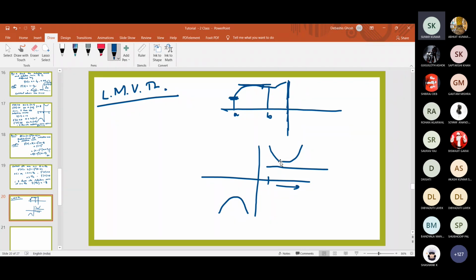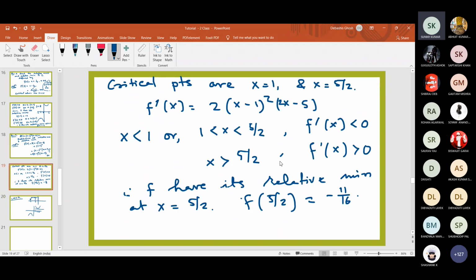Sir, in this question, one is also a critical point, but why don't we consider that for the minimum value? Because for 1 you are not getting anything. If you put that 1, x minus 1 will always be positive. It will not make any changes. And that is actually called the point of inflection.